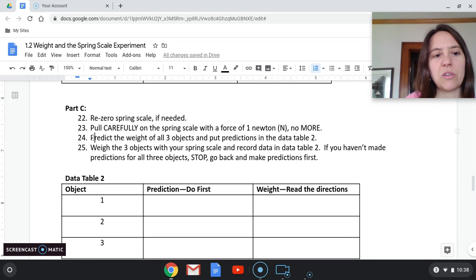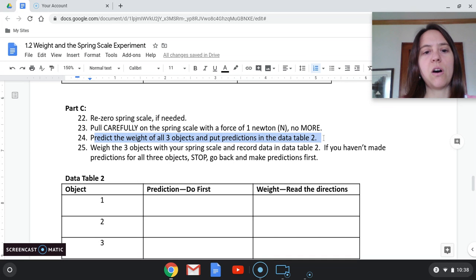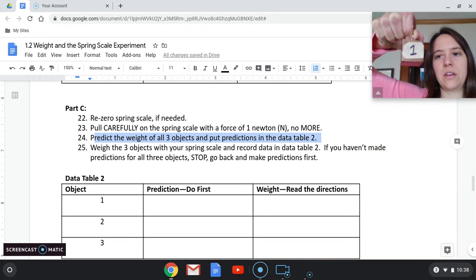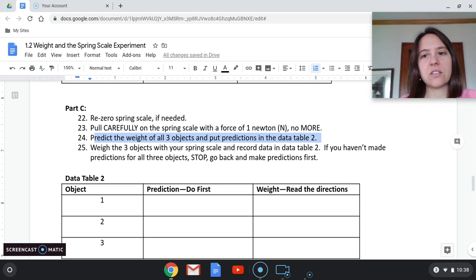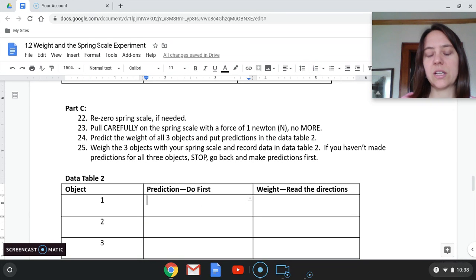Then, without weighing them, I'm going to predict the weight of all 3 objects and put the predictions in the data table. So let's start with object 1. That's quite a bit heavier, so I'm going to say 3 or 4. So let's say 3.5 newtons. Please write 3.5 newtons there.